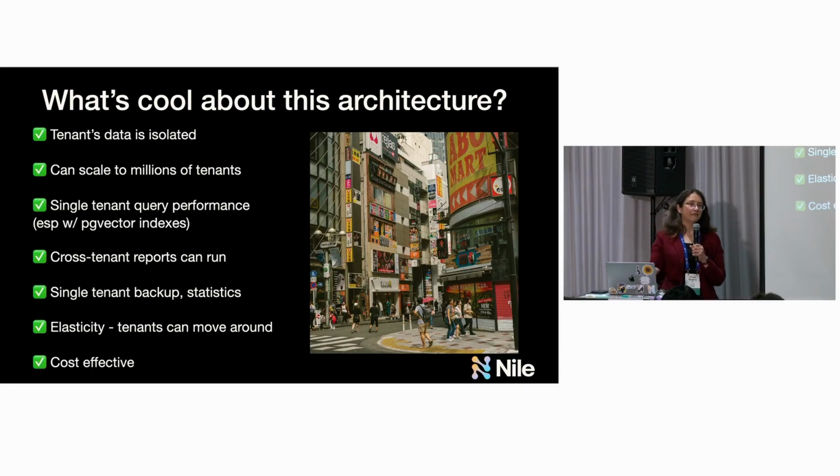Cross-tenant reports are going to run. Try not to have too many of them. If you need too many of them, you're probably not going to enjoy Nile very much. It works, but it's a distributed query. It goes through many machines. If any of them are slow, it slows down everything. So it will work. Let's put it that way.